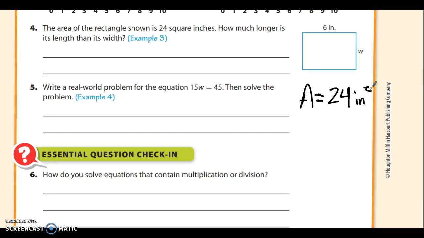And I know the length is 6 and the width is I don't know. So what would this equation be? Well, the equation would be 6 times w.